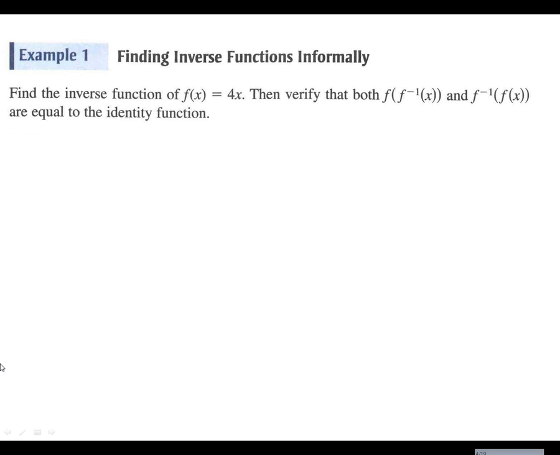So for our first example, we're going to find the inverse of 4x, and then we're going to verify that f negative 1 of f of x and f of f negative 1 of x are both equal to the identity function. And just so we're clear, the identity function means x. So let's find the inverse function of f of x equals 4x. Instead of function notation, we're just going to put a y in there for a second. And we're going to realize that for inverses, we switch the x and the y. So we just flop the places.